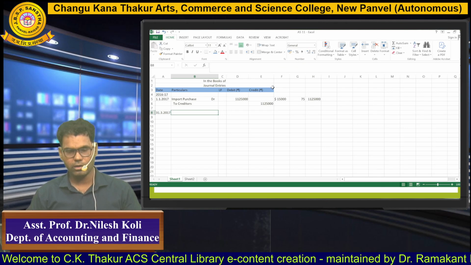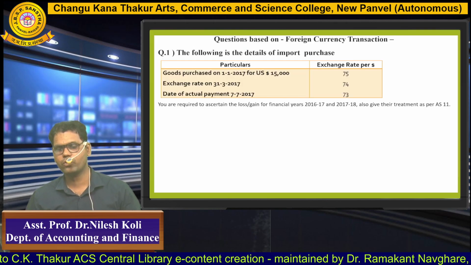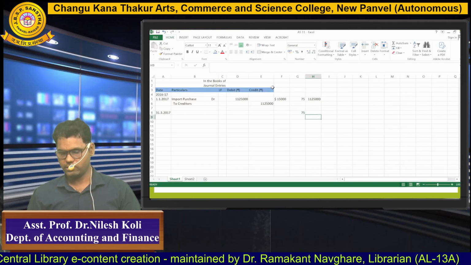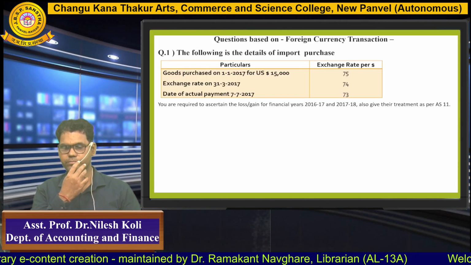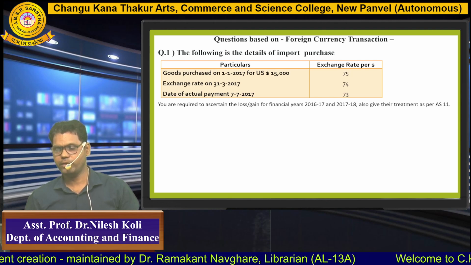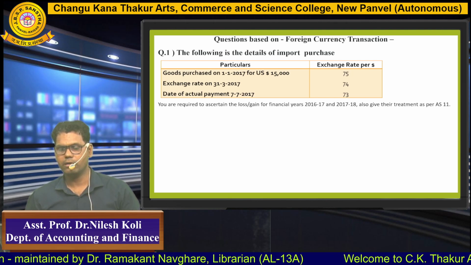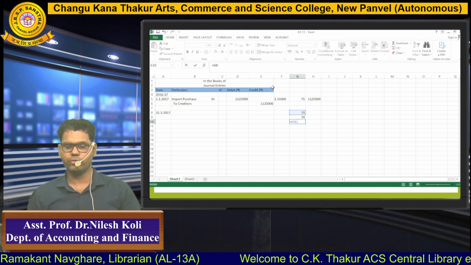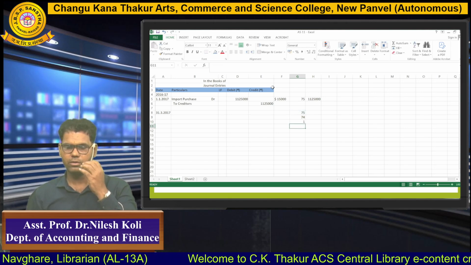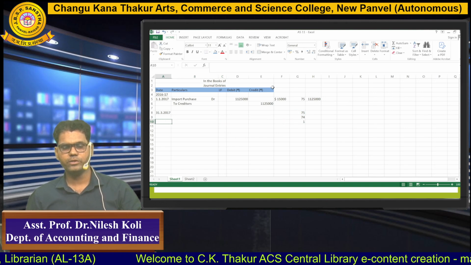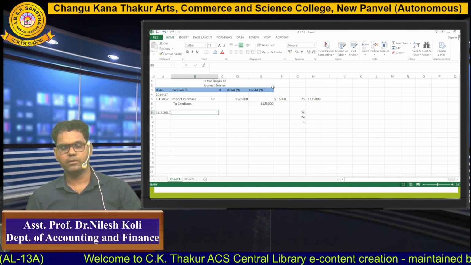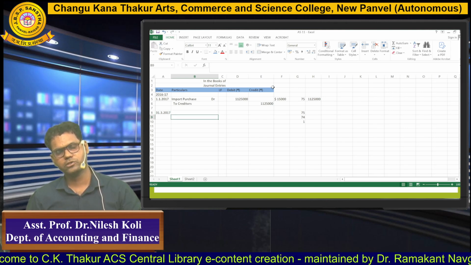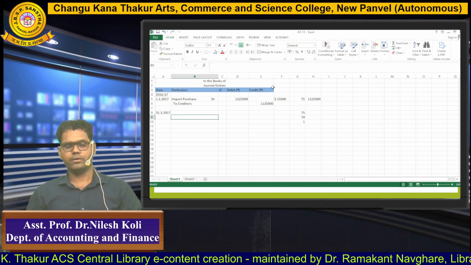The difference we have to check is that the rate was 75, and now the rate is 74. It means the rate has decreased from 75 to 74, by 1 rupee. As the rate has decreased, it means there is a gain to us. Therefore the foreign exchange fluctuation account is credited.